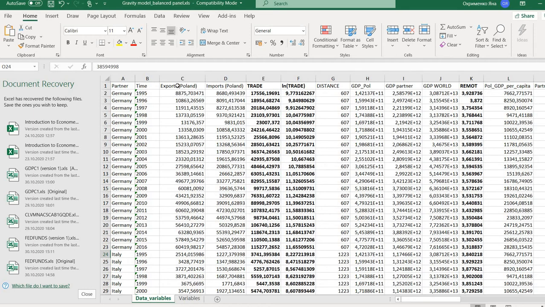So here I have volume of Polish exports to these countries, volume of Polish imports from these countries, and then the total value of international trade. I'm not sure whether I have to emphasize this, but just in case, volume of international trade is not the same as trade balance. If you analyze trade balance of Poland, let's say with Germany, then you have to subtract value of imports from the value of exports.